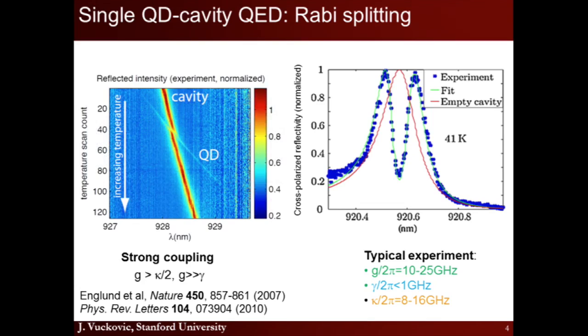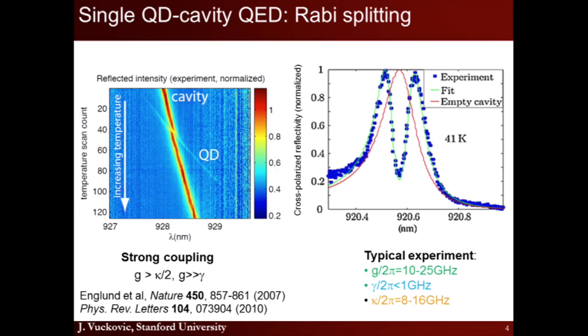On the left, you see how we perform these experiments. We use temperature to tune the quantum dot across the cavity resonance. We can also do it electrically, but in this particular case, it's done via temperature. As we increase temperature, we increase the quantum dot wavelength. So temperature increases downwards on this plot, and the wavelength of the quantum dot, which is a narrow line, increases much faster than the wavelength of the cavity, which is a broader line.